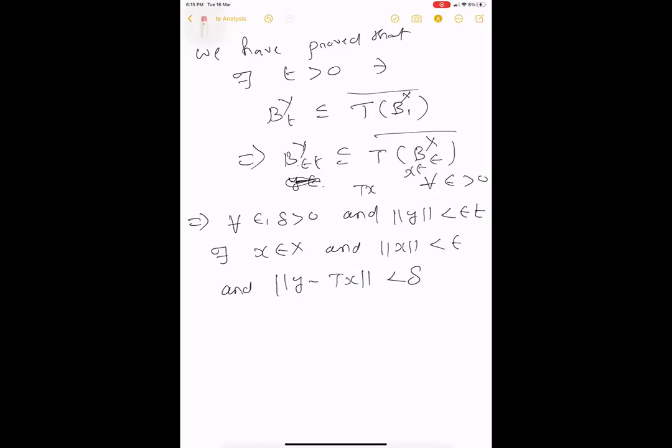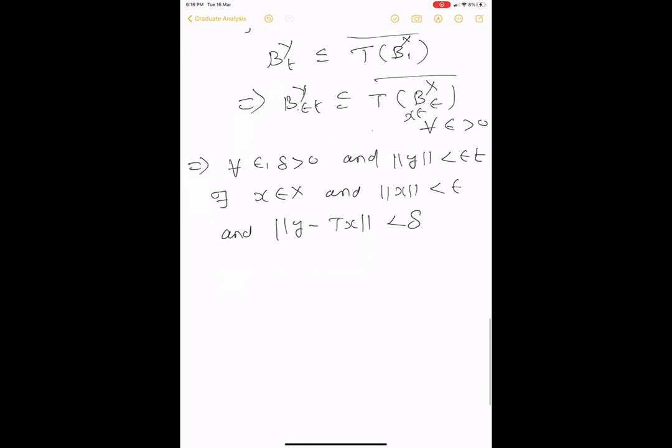So I am just translating the statement. Whatever the statement I have circled out, that means this. This is fine. I'm just writing the definition of closure. Is this fine? I hope this is okay. This is just the definition of the closure. You have that B(epsilon t) is contained in the closure of T of B(x, epsilon). That means if we have a y here, then there exists an x here such that T of that x is as close as you want. That's what it says, and that closeness is given by that delta. So that's what I have written.